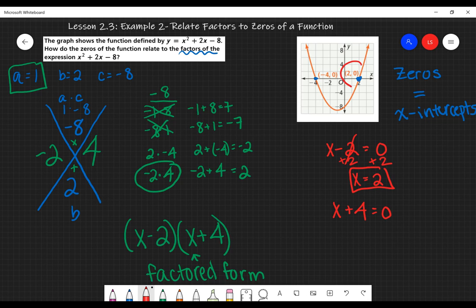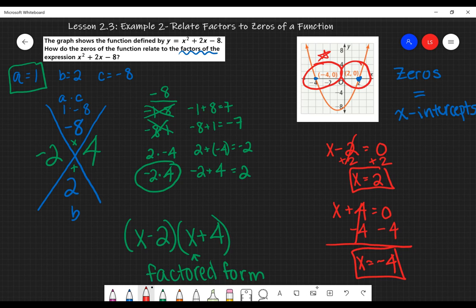And if we look, there's one of our x-intercepts. And if we look at our second one, x plus 4, we subtract 4 from both sides, and we get x equals -4. And there's our other x-intercept. So how do the zeros of the function relate to the factors? Well, they're the same. The zeros of the function are our factors. All we have to do is change the sign.